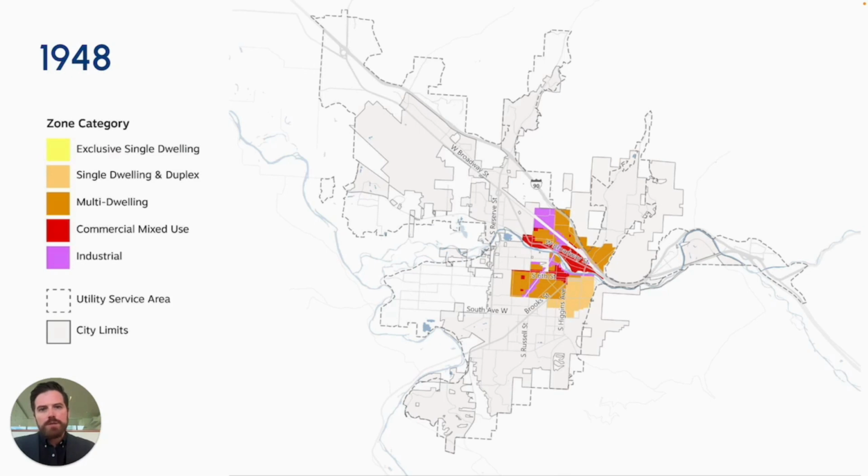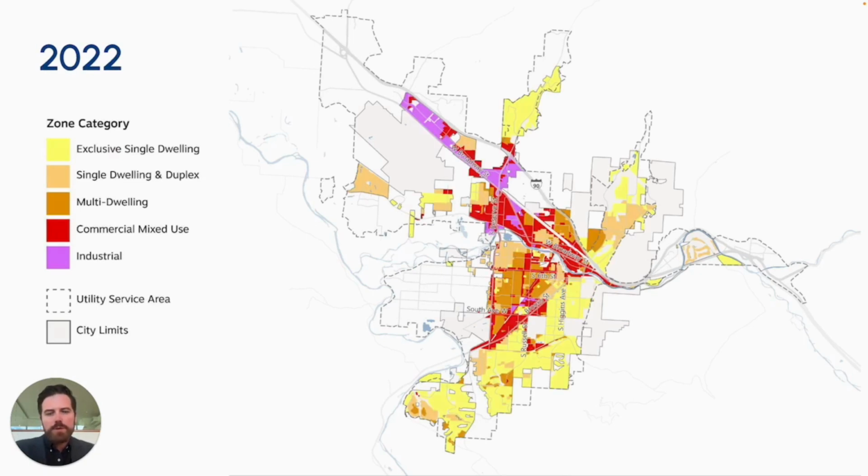These zoning districts were expanded in 1948 as the city grew and continued to be used in other neighborhoods as they were developed. However, a significant change occurred in the latter half of the 20th century, and that is that most new neighborhoods were zoned exclusively for single dwelling houses. And these are the areas shown in light yellow on this map.